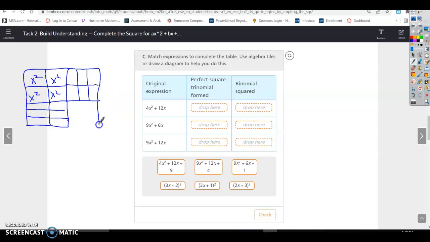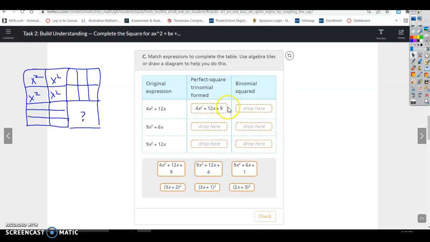Alright, so when I do that, I need to figure out how many individual tiles go here. So remember, I'm going to do 3 squared. So that would be 9 tiles I need there. So we're going to have 4x squared plus 12x plus 9. And then we're going to rewrite that as 2x plus 3 quantity squared. So 2x plus 3 quantity squared.